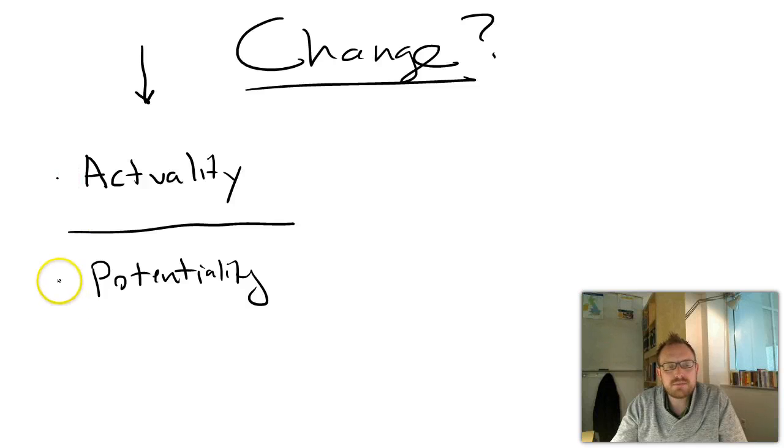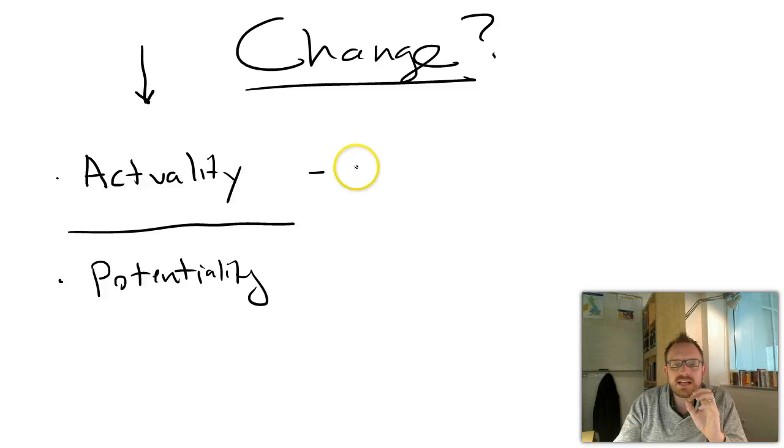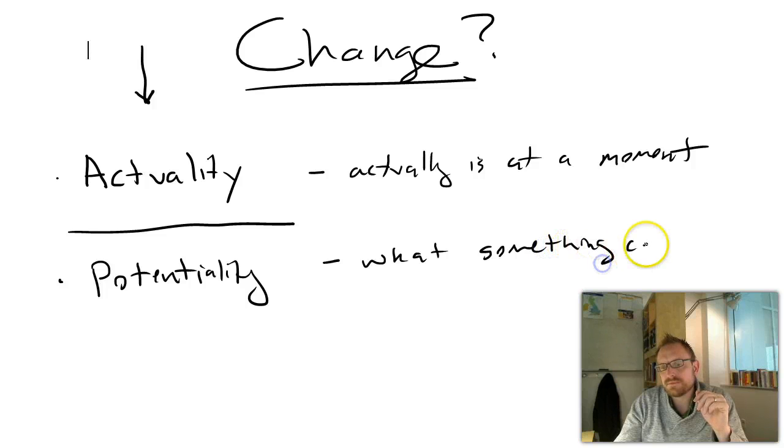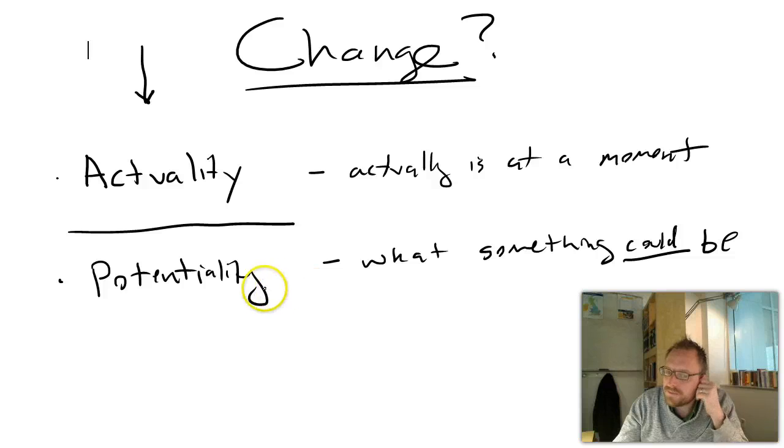Has actuality and potentiality. Now, actuality refers to how something actually is at a particular moment. Let's put at a moment. Right? And potentiality refers to what something could be. What something could be, right?